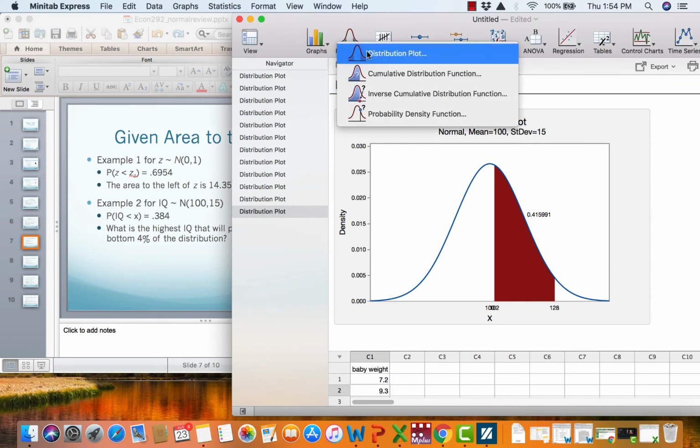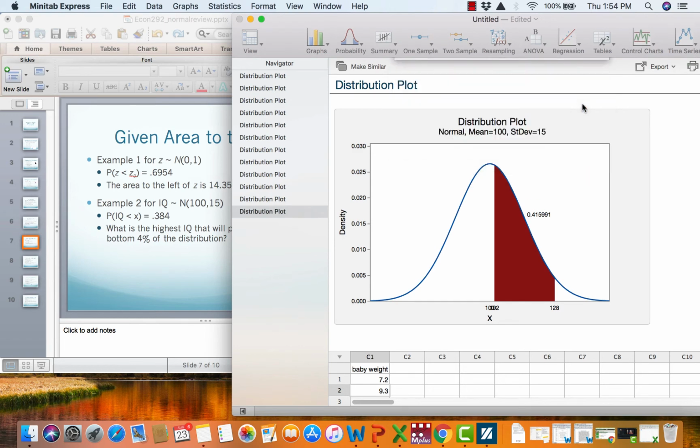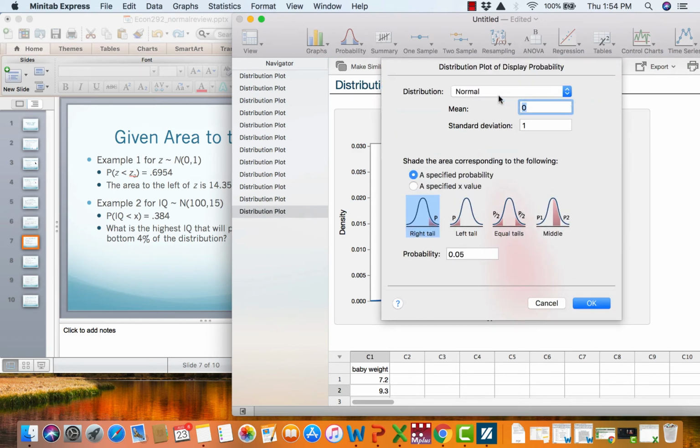So again, life's on repeat here. We go into probability, distribution plot, display probability. We've got our standard normal distribution, so mean and standard deviation are the default. And here's what changes, guys. We are no longer given a z-score. What we are given is the probability. So we leave a specified probability selected, and we are given the area to the left. So this is a left tail problem. And then we simply need to type in what that probability is.